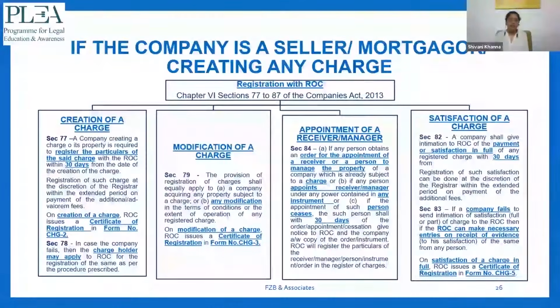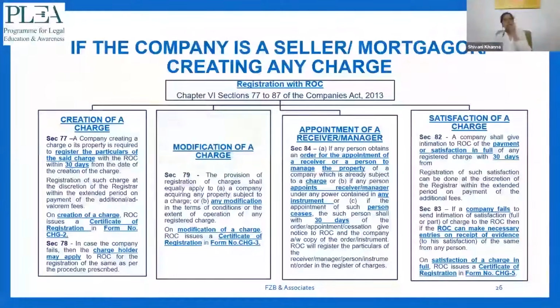Now there is a modification of charge so far as the ABC Bank is concerned. So that too has to be notified to the ROC within 30 days. If the company pays off all its debts, there is a satisfaction of the charge. Even that has to be notified to the ROC.